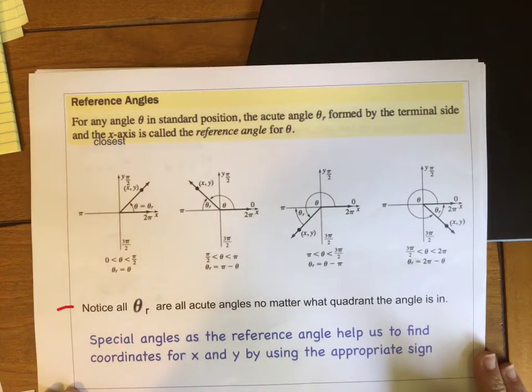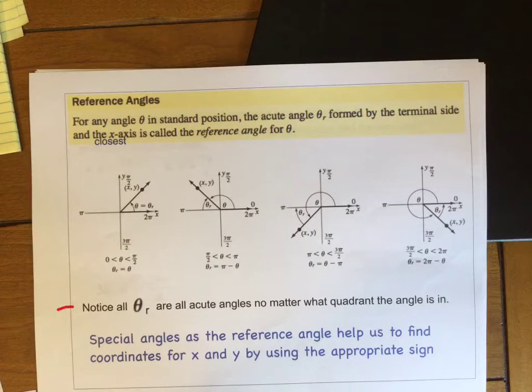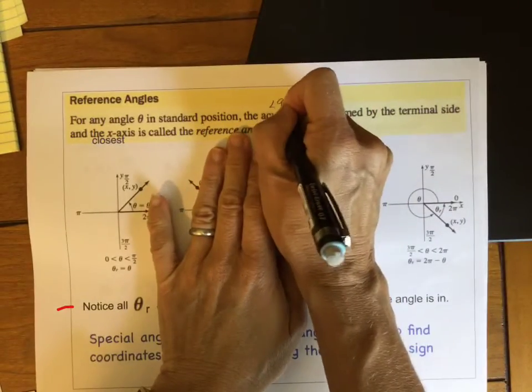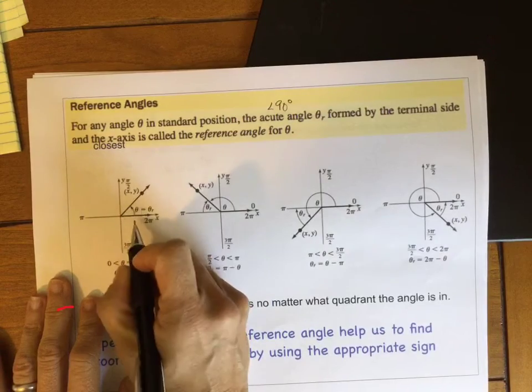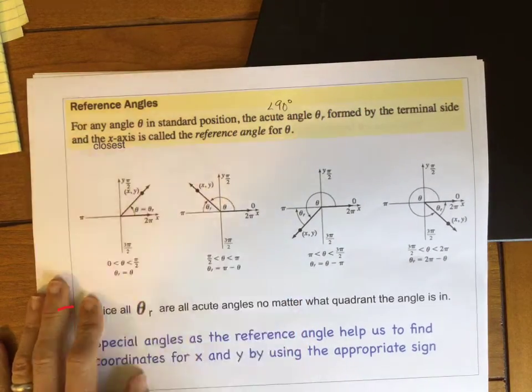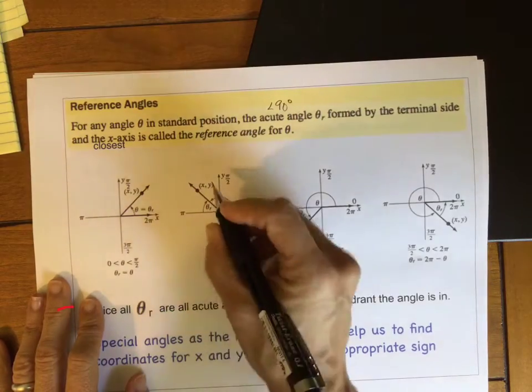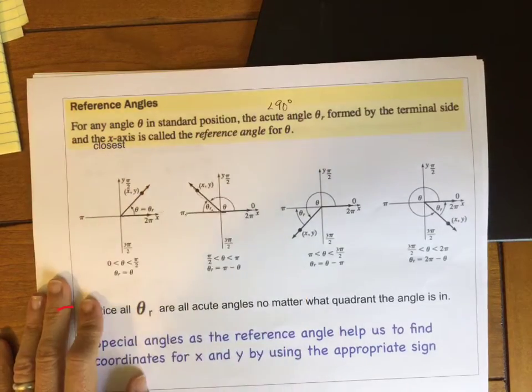So if we're talking about any angle in standard position, meaning there's an initial side and a terminal side, the smallest angle, or the acute angle (remember, acute is less than 90 degrees), formed by the terminal side and the closest x-axis is called the reference angle. If you're in the first quadrant, your reference angle is just theta. Notice if you're over here in quadrant 2, your reference angle is between the terminal side and this x-axis. So here's your reference angle here.